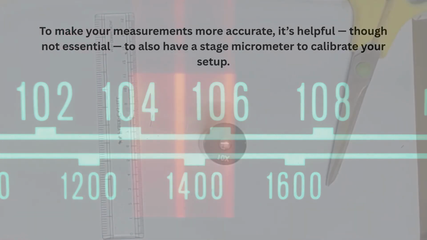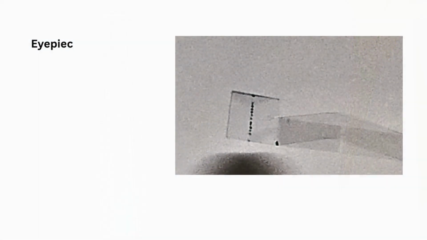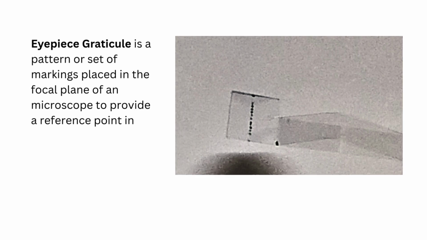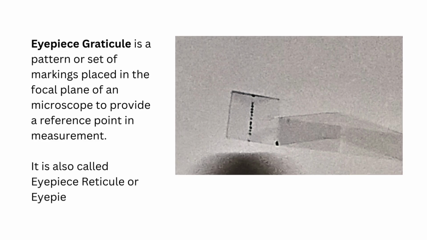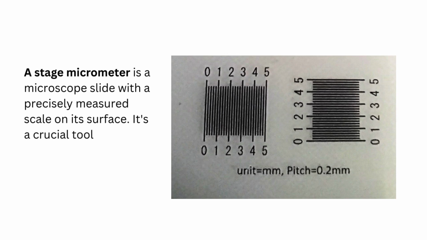To measure cells under a microscope, we need a reference scale. That's where the eyepiece graticule and the stage micrometer come in. An eyepiece graticule is a pattern or a set of markings placed in the focal plane of a microscope to provide a reference point or aid in measurement. It's also called an eyepiece reticle or eyepiece micrometer. A stage micrometer is a slide with a precisely measured scale on its surface.